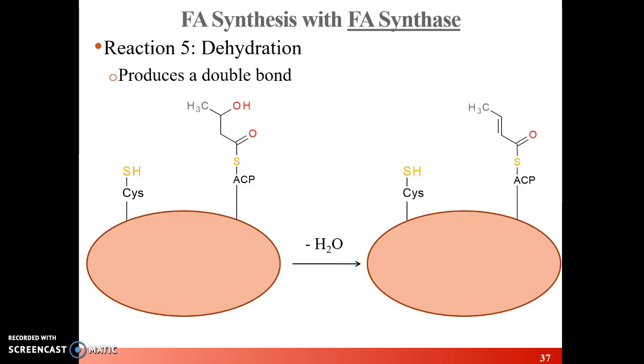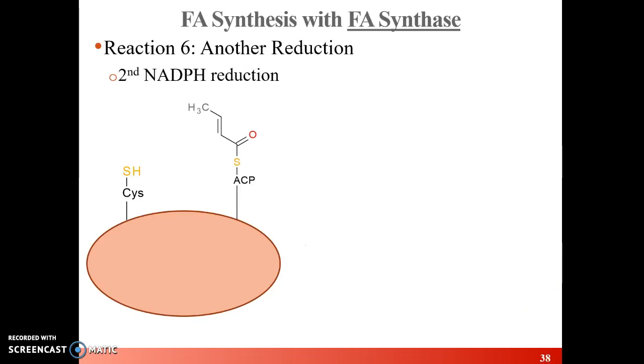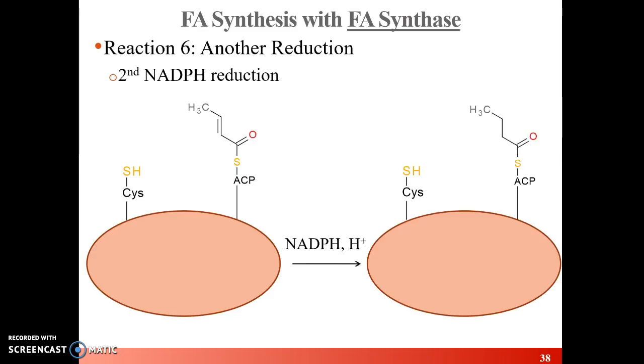That's it. Step 5 is a dehydration, and step 6 is another reduction. That's why you see so many NADPHs in the net reaction, because step 4 and step 6 both use NADPH. So in this case, with NADPH, the double bond is reduced again. We have a 4-carbon group that can go on to step 7. Okay? So it's a completely new acyl group.